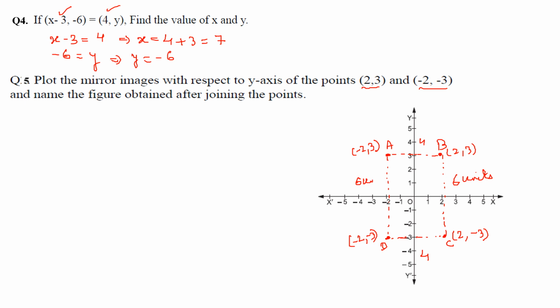So here you can see the opposite sides are of equal measure. So the shape is a rectangle. Okay, this is your rectangle. Clear? Now moving to the next question.